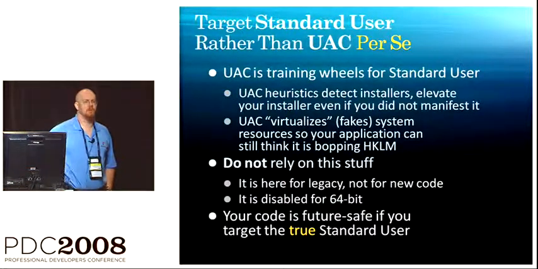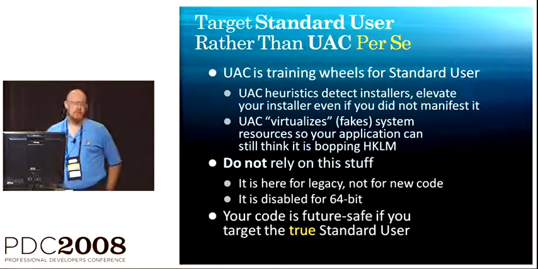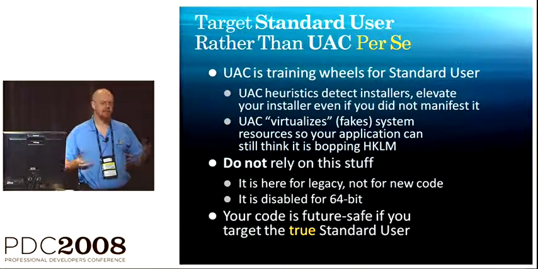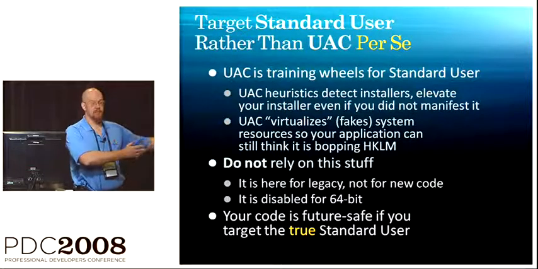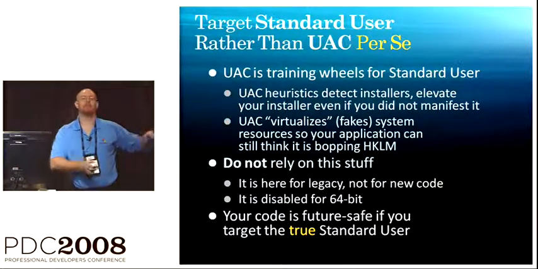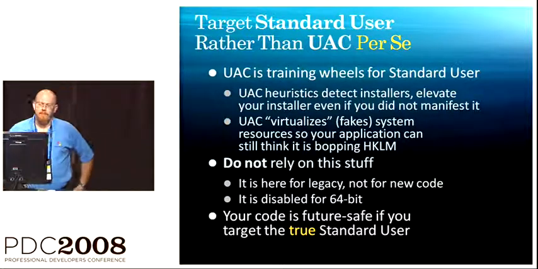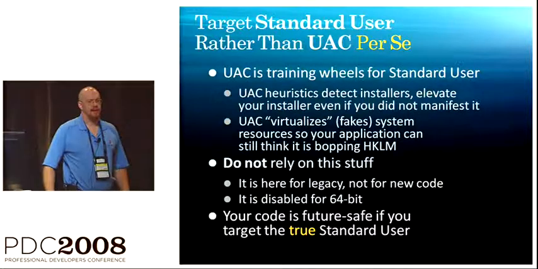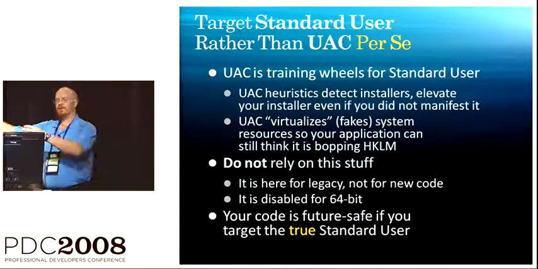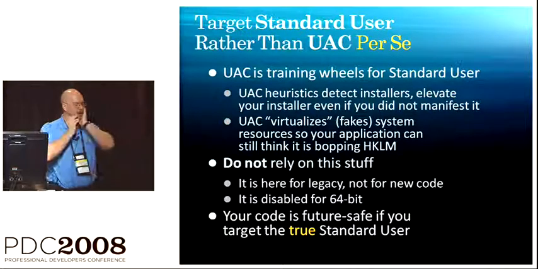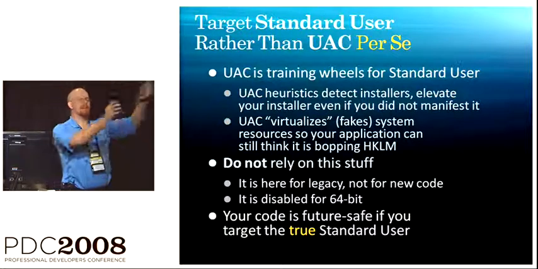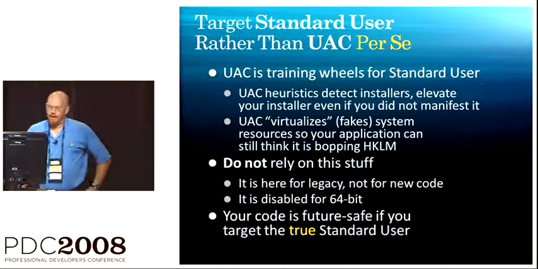Target the standard user rather than UAC per se. UAC is training wheels. It's a kinder, gentler standard user. It has heuristic hacks in it to try to detect installers, legacy installers, programs that never heard of UAC because they were written for XP or something. UAC virtualizes, i.e. fakes, system resources like HKLM, so that if you have an application that's writing to HKLM and we don't think it should, we fake it. We lie to the application and say, sure, you can write to HKLM. You're not, but we'll do it anyway.